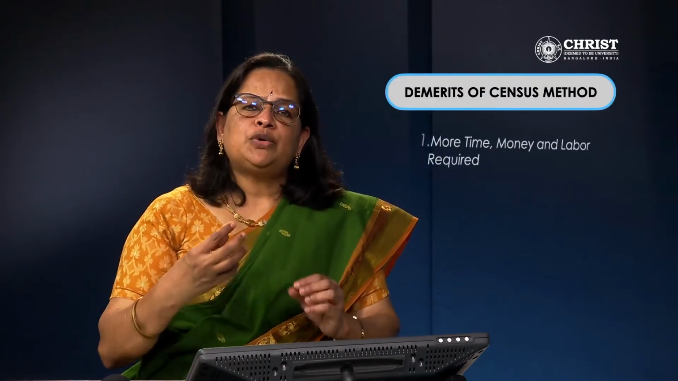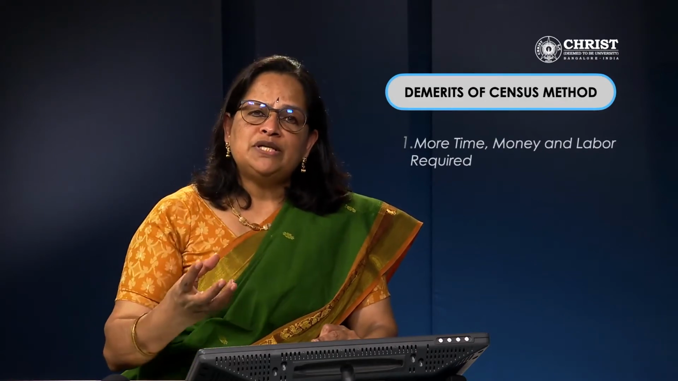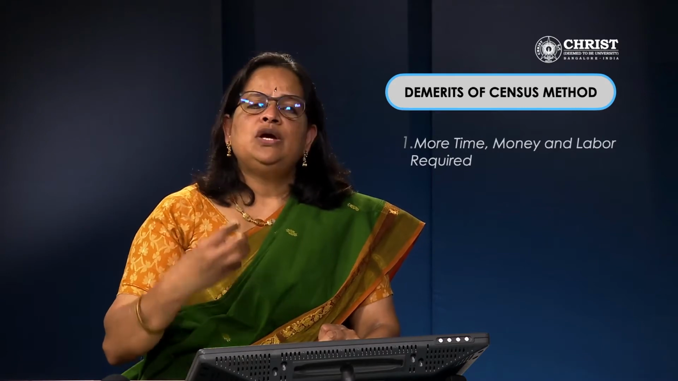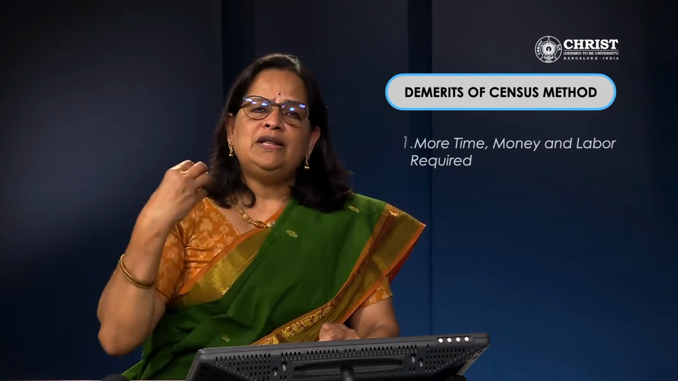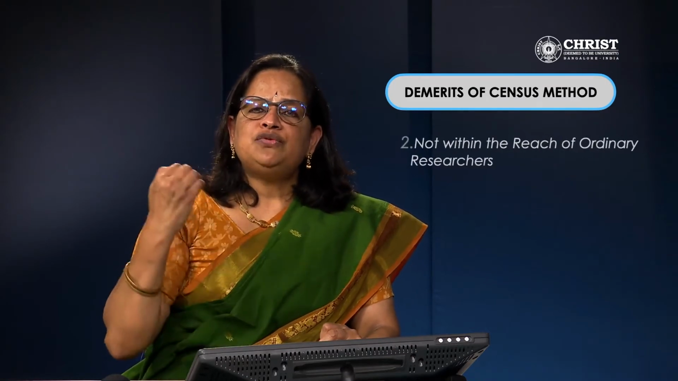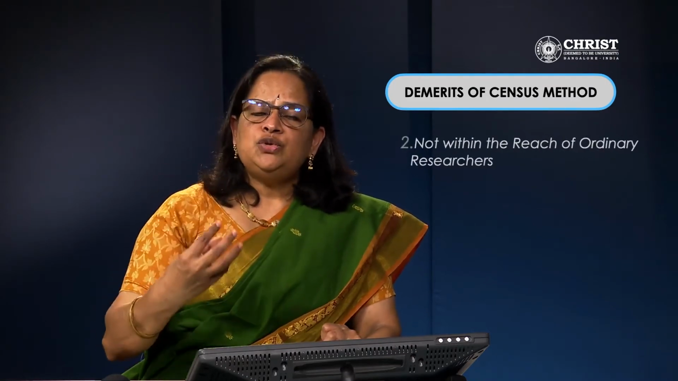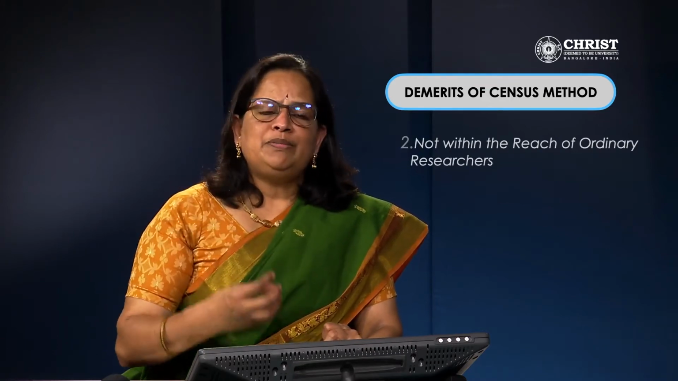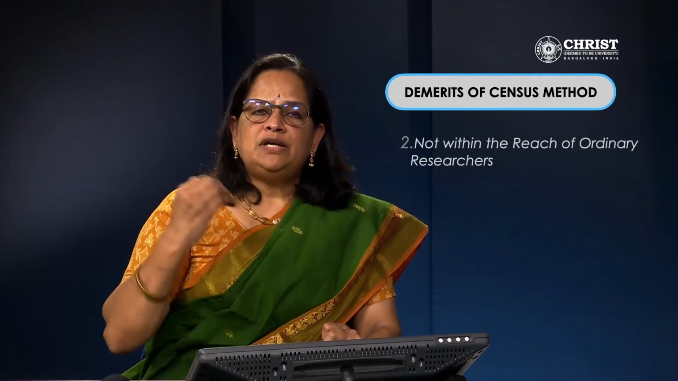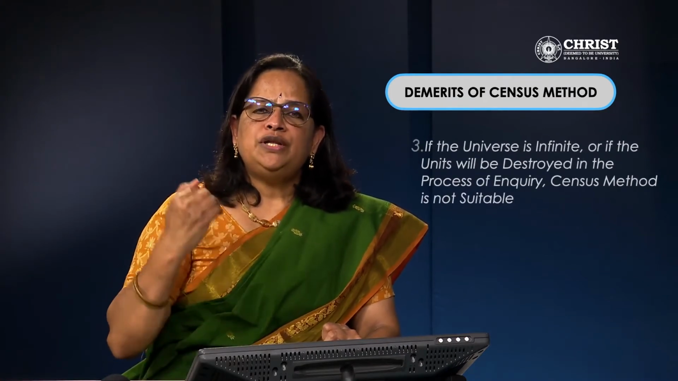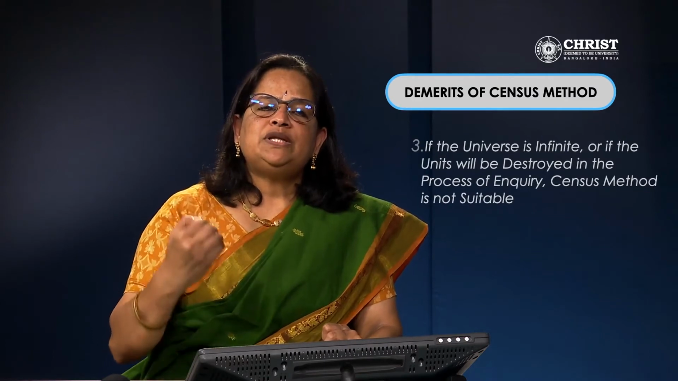Then, demerits of the census method. More time is required, more money, more labor, more resources. Usually the census method is done by the government or government agencies, and they have the funding for that. Second point, it is not within the reach of ordinary researchers. If an individual wants to do a census survey covering 10,000 people or even 1,000 people, it may not be possible. Third point, if the universe is infinite, or if the units will be destroyed in the process of inquiry, the census method is not suitable.